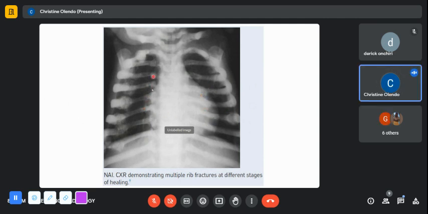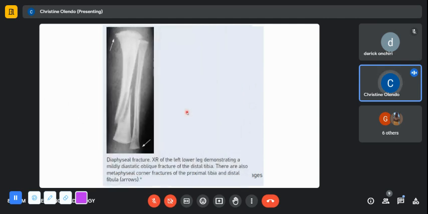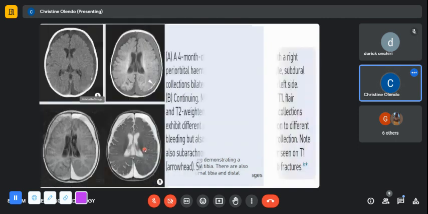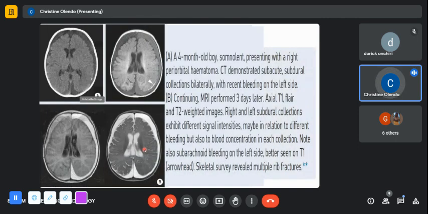Wow. So that's a case of a non-accidental injury, and also a diaphyseal fracture, as we said, for a child who's not walking. And here you can see also the corner fractures that are present in both the tibia and the fibula. And then I think this should be my last image.